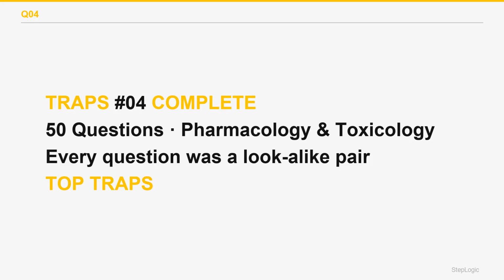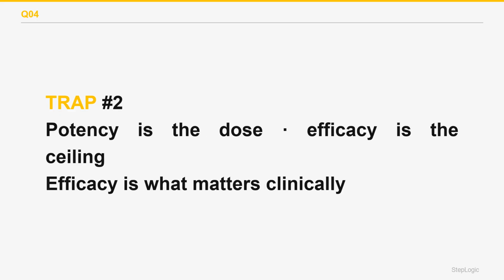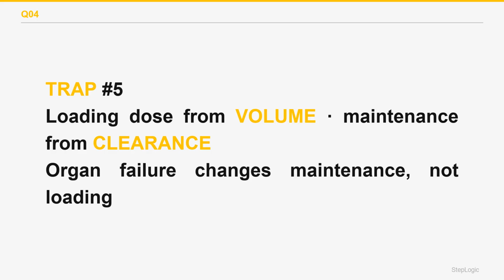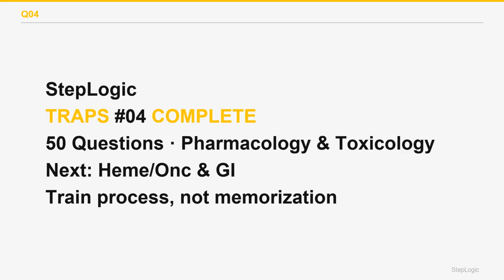50 questions done, 5 discriminators worth carrying out of this session. Every one of those separated 2 drugs or 2 poisonings that presented alike and diverged on one parameter. Find the parameter and the question answers itself. Next in the series, hematology, oncology, and gastrointestinal. StepLogic. Learn how to think, not memorize.